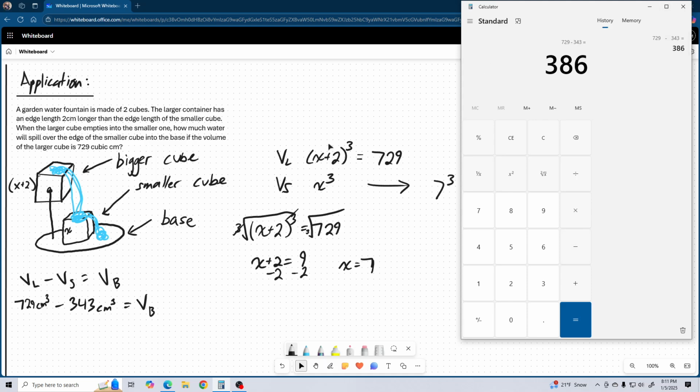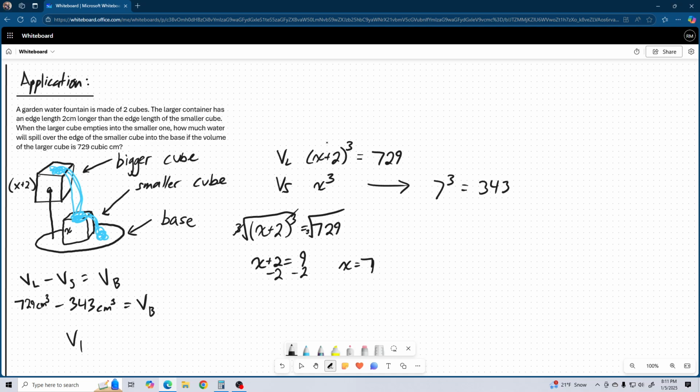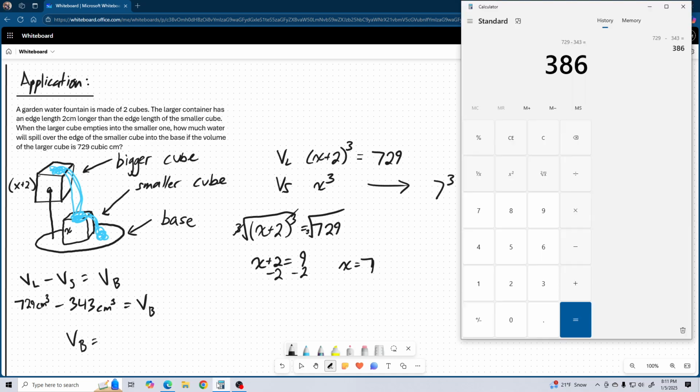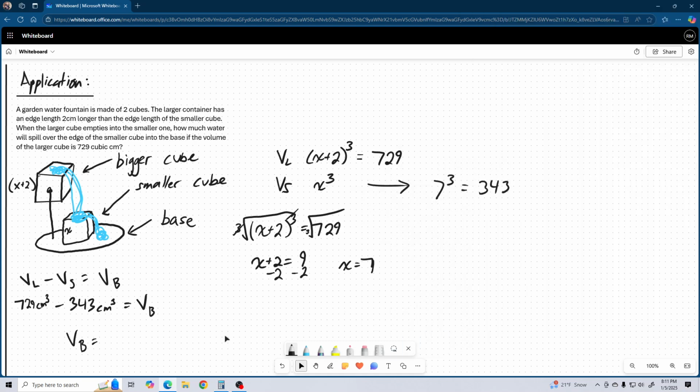So, yeah, it looks like the bigger cube is over twice as large. In other words, the volume of the base equals, oh, it went way too fast, 386. All right. Fun stuff.